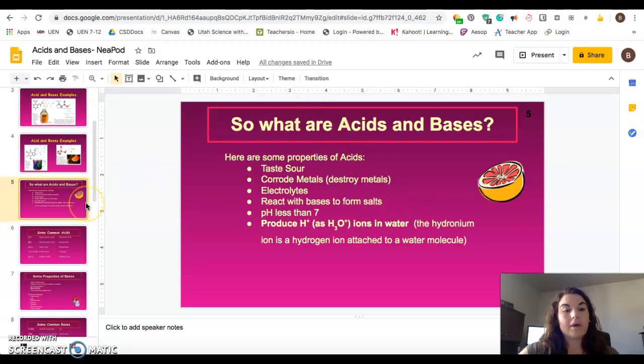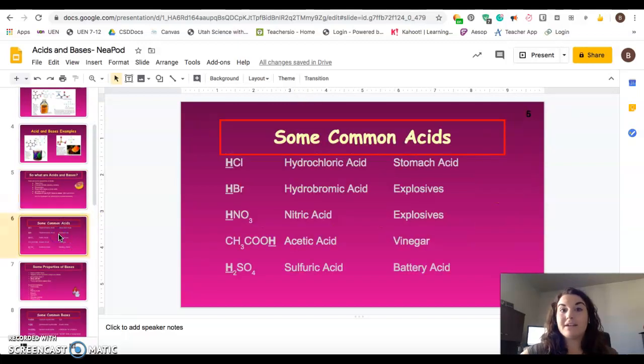Okay, let's go over what some common acids are. So we have hydrochloric acid. This is your stomach acid. It's really, really strong. Hydrobromic and nitric acid, they are both explosives. Acetic acid, that's your vinegar. You have this probably in your house. And we have battery acid.